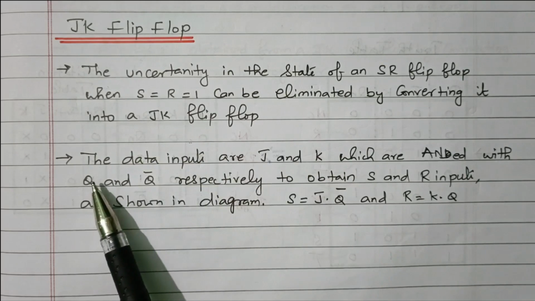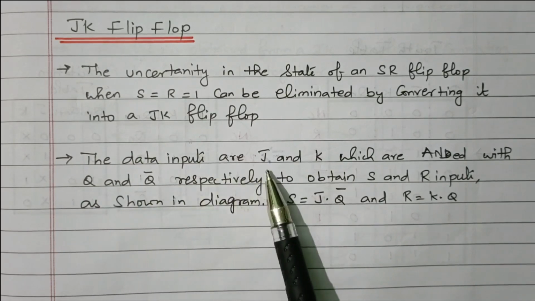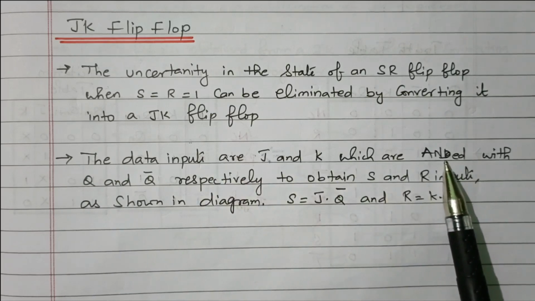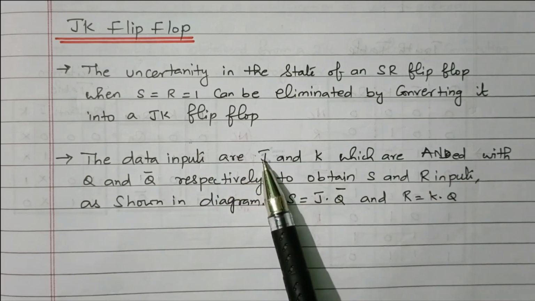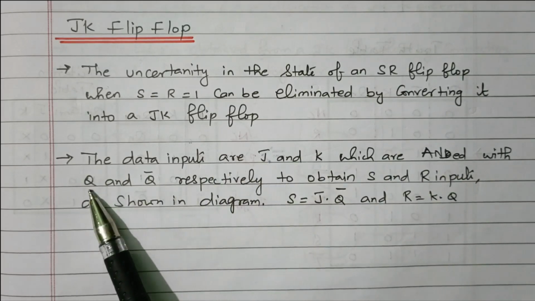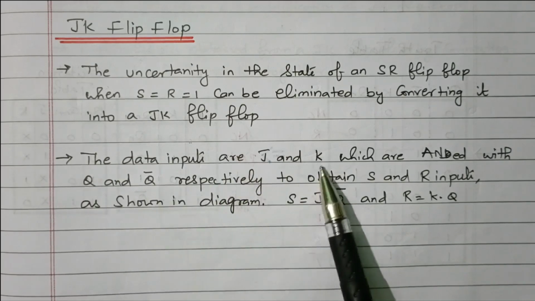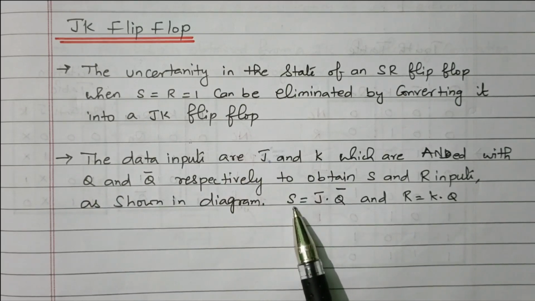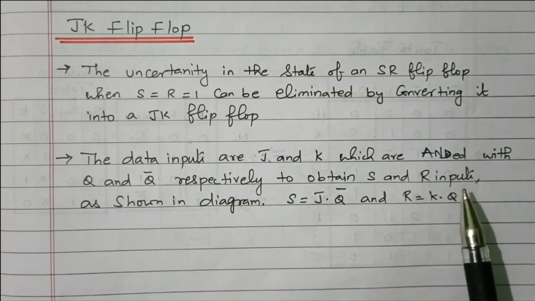How it is eliminated, how the modification in the circuit is made: the data inputs are J and K, which are ANDed with Q and Q bar respectively. K and Q are connected in an AND gate. J and Q bar are connected in an AND gate. That output is given as S. S equal to J into Q bar and R equal to K into Q. Now we'll see the diagram.